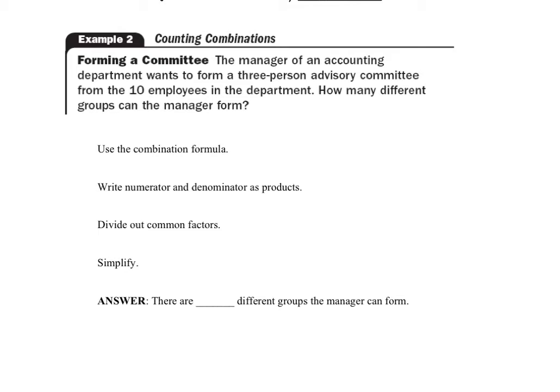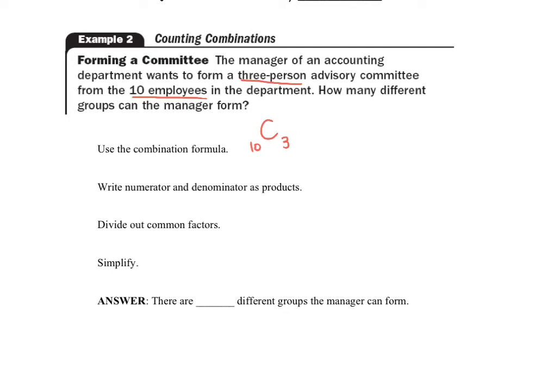The manager of an accounting department wants to form a 3-person advisory committee from the 10 employees in the department. How many different groups can the manager form? Okay, so notice that the order here doesn't matter. He's not ranking his employees. He is simply making a group of 3 from his 10 employees. So this would be a combination. So we use a big C this time to represent a combination. There are 10 choices because there are 10 employees. He's forming a 3-person committee, so there are 3 spaces.